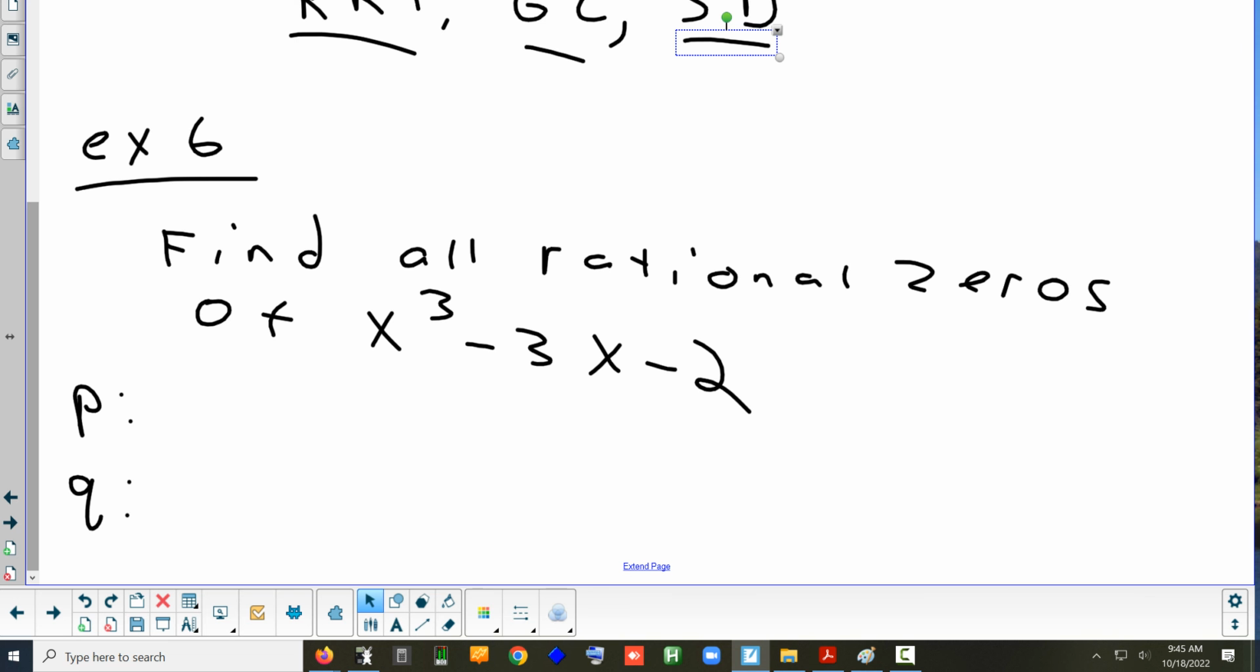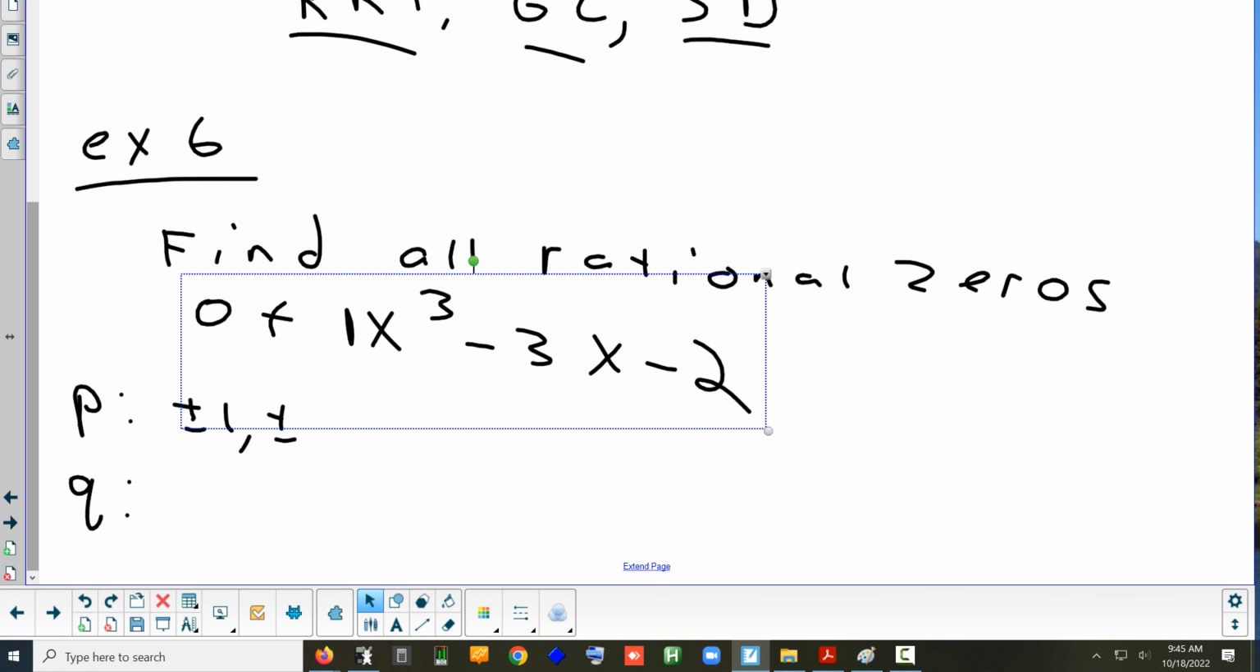So let's start by making a list of numbers. X cubed minus 3x minus 2. If you want to put a 1 there, you can. What are the factors of negative 2? Numbers that divide into negative 2. Plus or minus 1 and plus or minus 2. Okay, not that many options. Q are the factors of the number in front. What number is going to divide 1 without a remainder? Plus or minus 1. Again, not that many options.